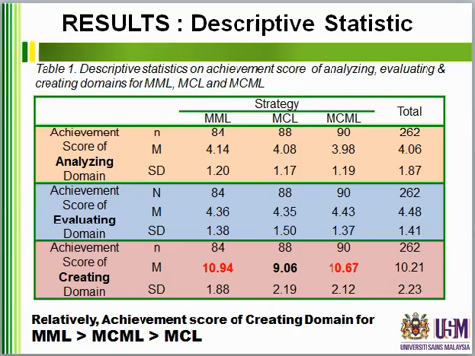Here we can see the results on the descriptive statistics of the 3 different domains of analyzing, evaluating, and creating. Relatively, the achievement score of the creating domain for the multimedia assisted mastery learning is much greater than the MCML, which is greater than the MCL, which is only the multimedia with the cooperative learning. You can see that. And of course, for analyzing and evaluating, it's slightly different, as you can see in the table.